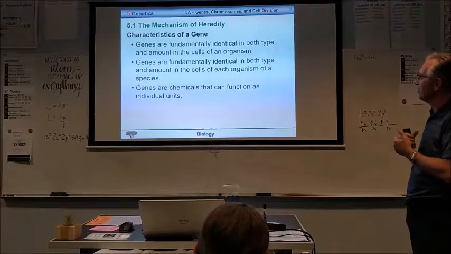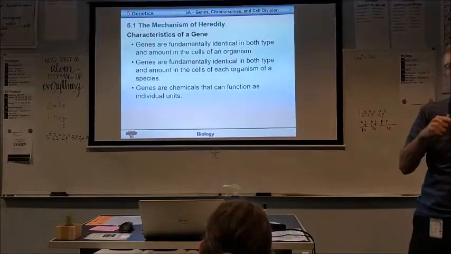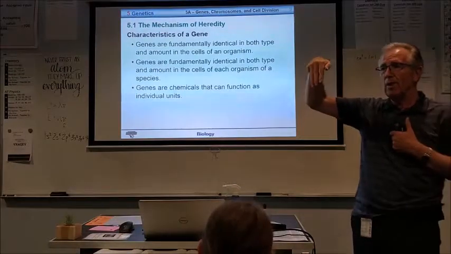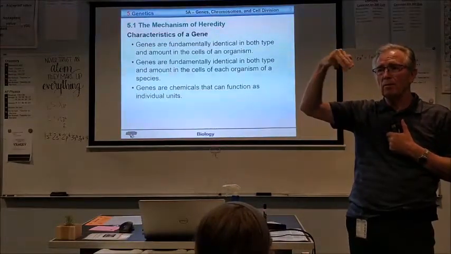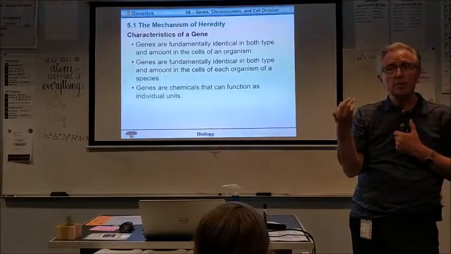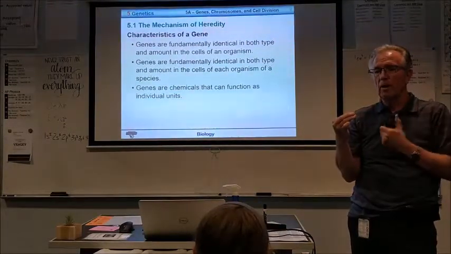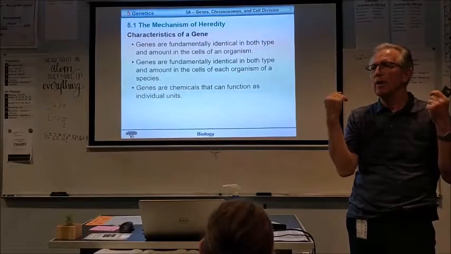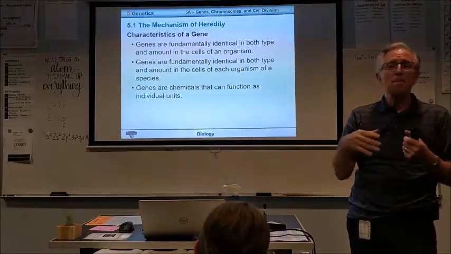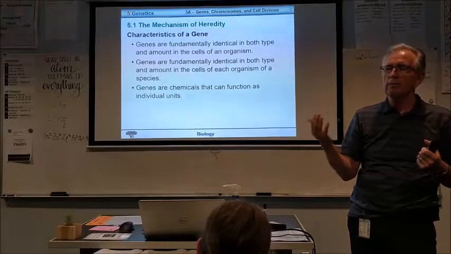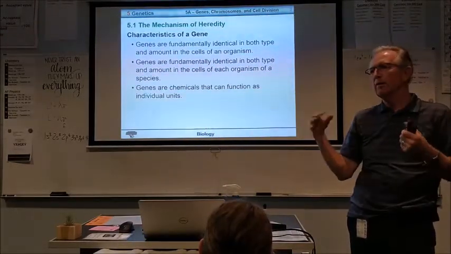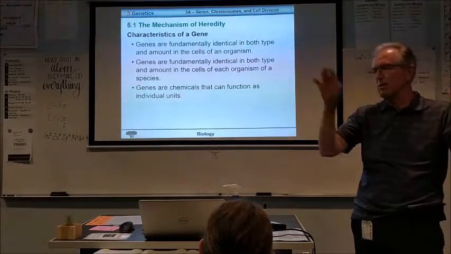Now, these genes are the chemicals that function as the individual units. So those 3 nucleotides that we got in the last chapter, that's the gene. Some characteristics, as I said a moment ago, are controlled by just one single pair. Others are controlled by multiple pairs. Height, skin color, hair color, texture, all those things.